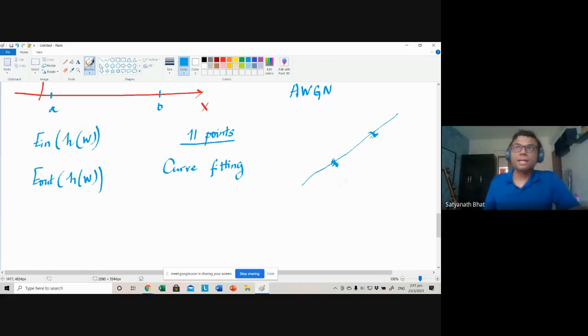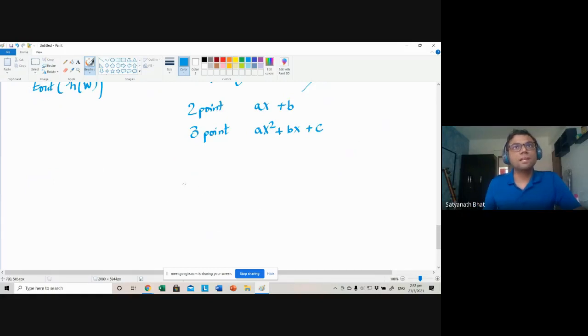The same idea: given 2 points, you can have a single degree polynomial, ax plus b, which passes through these 2 points. Likewise, given 3 points, you can always find some second degree polynomial that passes through them. Likewise, given 11 points, I can always find some 10 degree polynomial, a1 x to the power of 10 plus a2 x to the power of 9 plus a3 x to the power of 8, and so on. I can always find this.